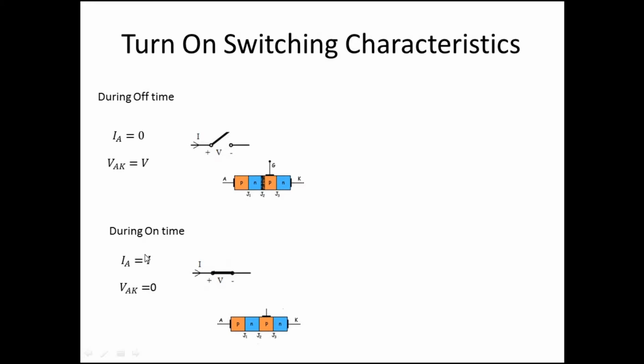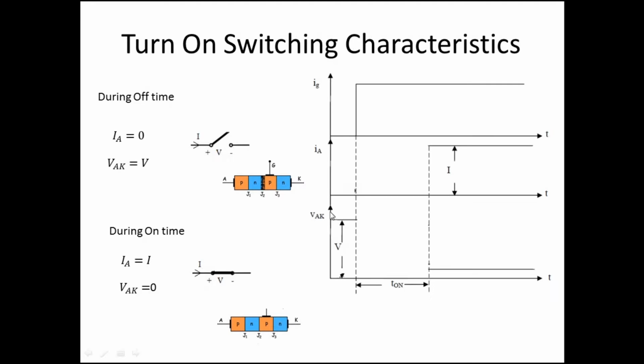This is not taking place suddenly. During the off period VAK is maximum V and IA is 0, and here we are turning on by applying a gate. Gate at this point, and finally the current is reaching maximum I and VAK is getting to minimum, approximately 0. So this is not happening suddenly and there is this time period. This curve is called the switching turn on characteristics.